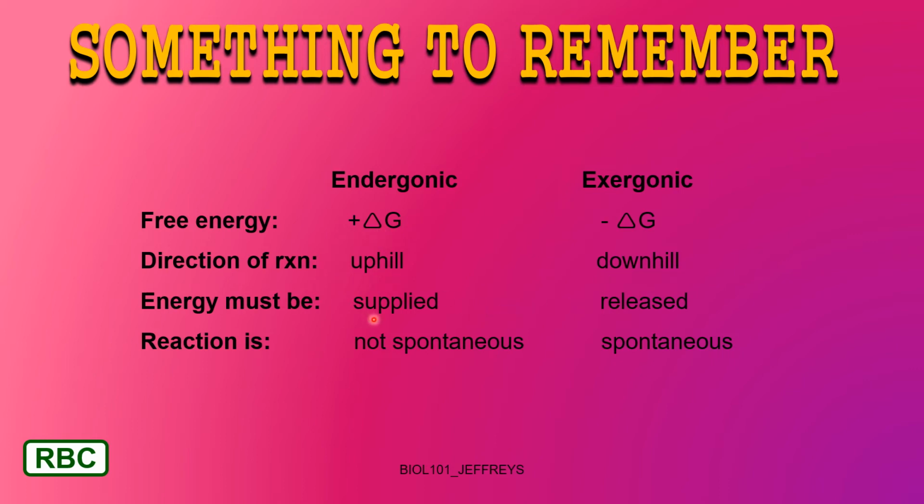Energy in endergonic reactions must be supplied. That's the ender or endo part. With regard to exergonic reactions, energy is released. That's the exer or exo part. And endergonic reactions are obviously not spontaneous because they're uphill, whereas exergonic reactions are spontaneous because they're downhill.